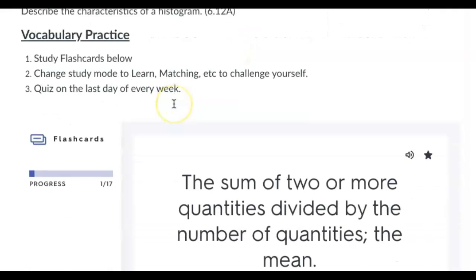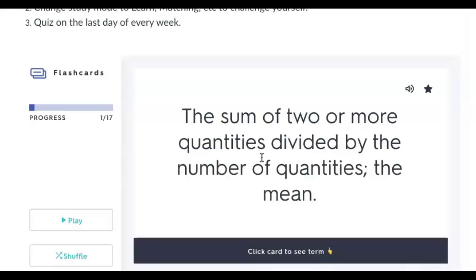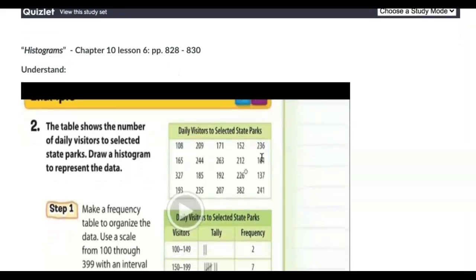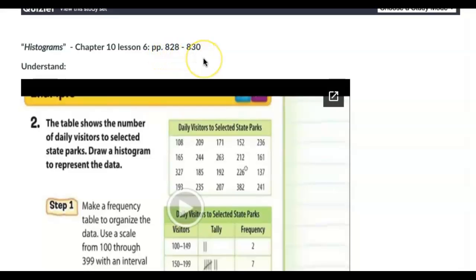All right, so don't forget you do need to practice your flashcards each day to learn the vocabulary for data analysis. Histograms is chapter 10, lesson 6, and ultimately we will be on pages 828 through 830.